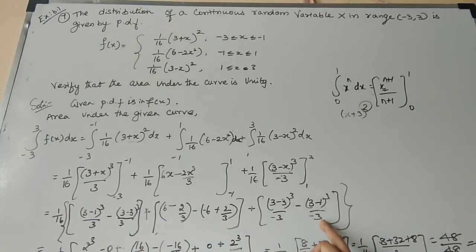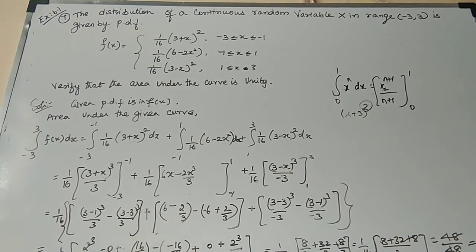So when you add all these things together, take 1 by 16 outside. You have 2 cube by 3, which is 8 by 3, here also 8 by 3, and 32 by 3 in the middle. That means the denominator is 16 into 3. When you take the LCM, 8 plus 32 plus 8, that is 48 by 48, which is 1. That is, the area under that curve is unity. Hence proved.